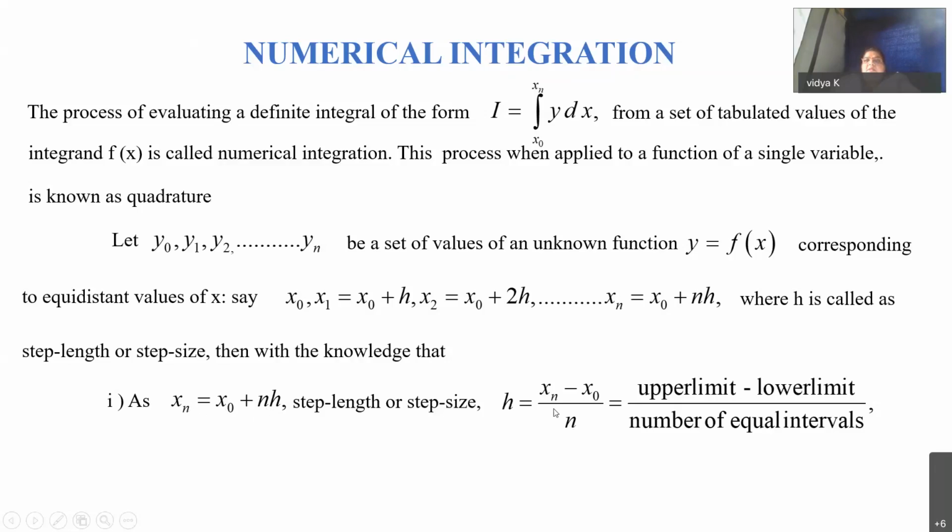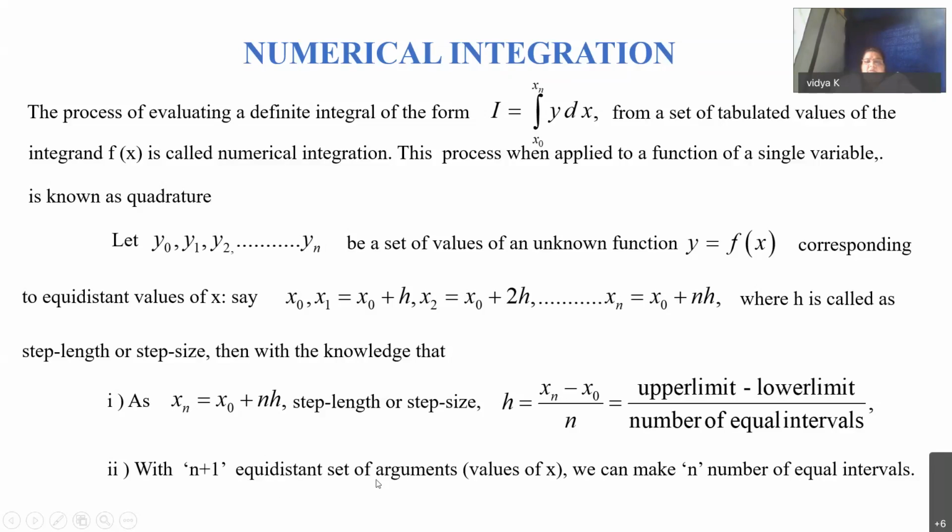So what is it particularly in the given problem? Xn is the upper limit, and x naught is the lower limit. You get h by using this formula: upper limit minus lower limit, divided by n. N is the number of equal intervals you can form from the given set of values of x. With n plus 1 equidistant arguments, arguments being nothing but values of x, we can make n equal intervals, one less. So if they give 5 values, you can make 4 equal intervals. Better keep these conditions in mind.